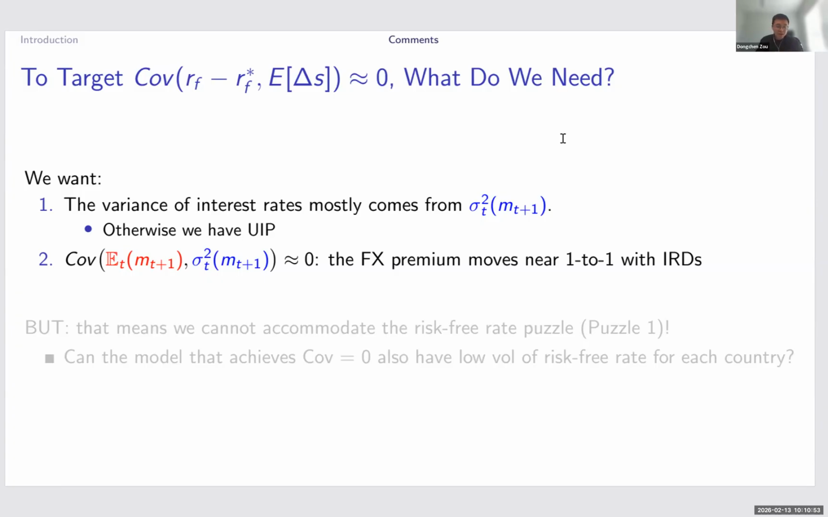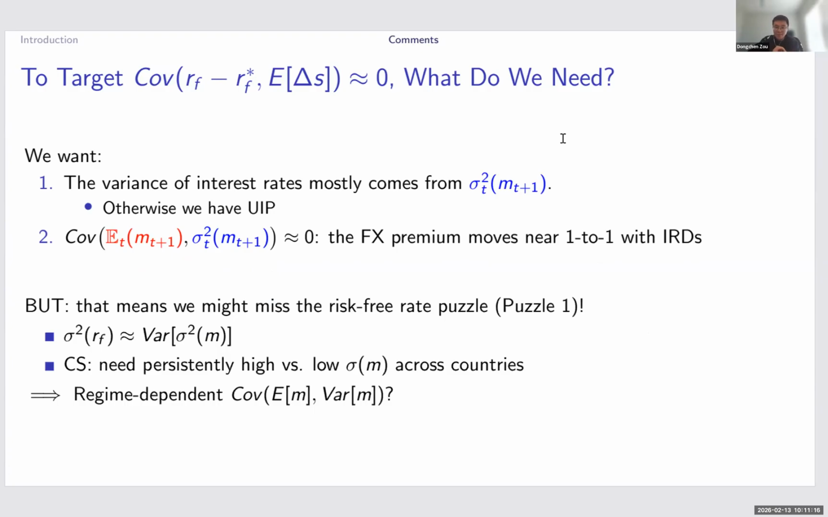So what we also need is to have a vertical line, like Tarek was mentioning. We should have this covariance between the mean and the variance of SDF getting closer to zero. So the FX premium will essentially move 1-to-1 with respect to interest rate differentials. But that also means that we miss this risk-free rate puzzle. If we are trying to fit this, we're going to miss our puzzle one, which is the equity premium puzzle or the risk-free rate puzzle, since if we don't have this, then we'll have a volatile risk-free rate.